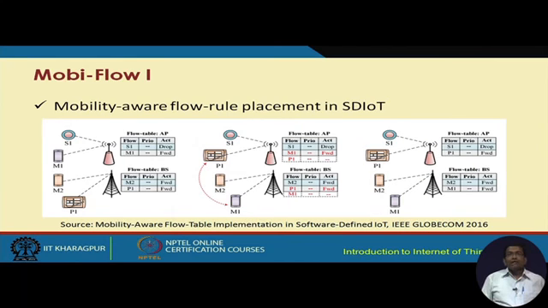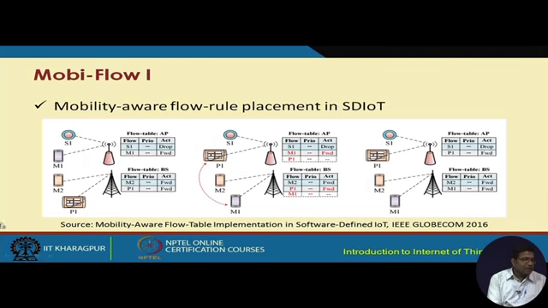Now, let us look at the third solution that I was talking about, MobiFlow, and this paper was published in IEEE Globecom 2016. The MobiFlow solution was proposed by us in the SWAN group. MobiFlow basically gives a mobility aware flow rule placement for mobile based IoT systems.